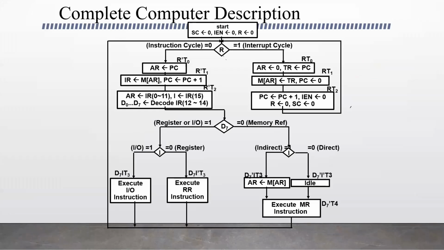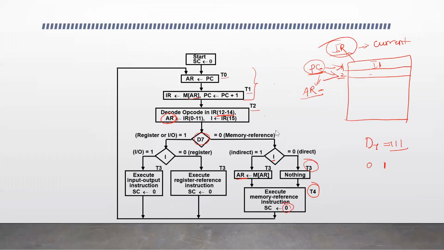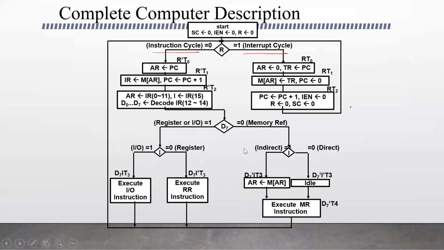This is a flowchart for the instruction cycle, including the interrupt cycle. Here we have the interrupt cycle and here is the instruction cycle, which is what we have seen here. R, the interrupt flip-flop, is checked during the execution of every instruction, before executing the instruction. If R is 0, this instruction cycle is done. When it is 1, it has to go through the interrupt cycle.